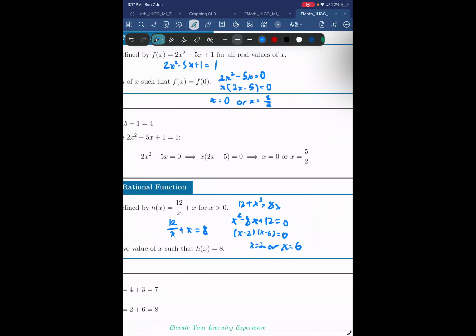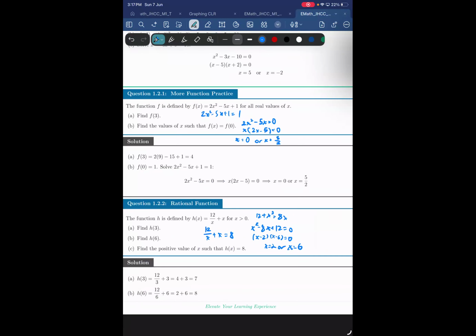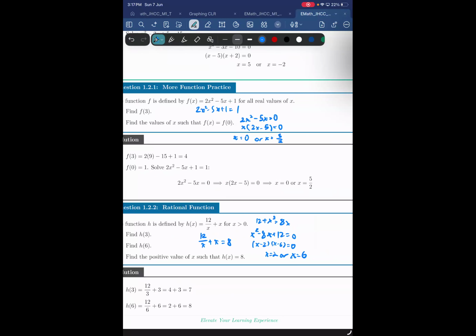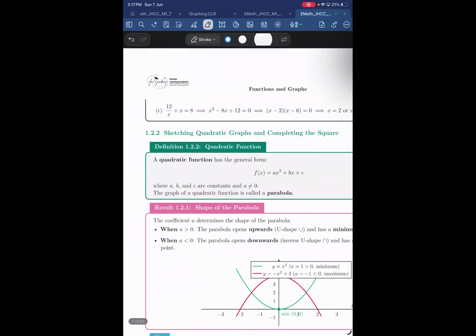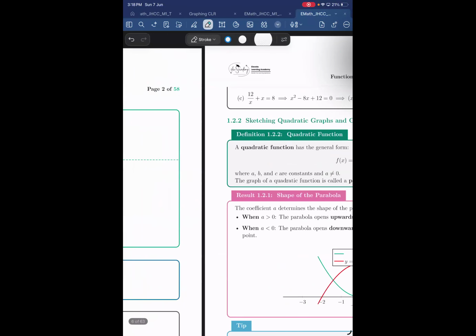So they say find the positive value of x. Both are positive, so that's great. Then there are two answers, 2 and 6. If somehow you get one positive, one negative, then you will reject the negative answer. Any questions for this?